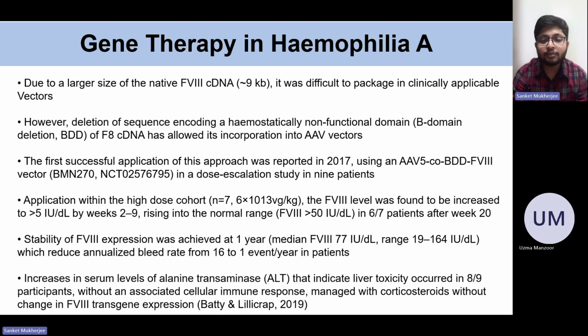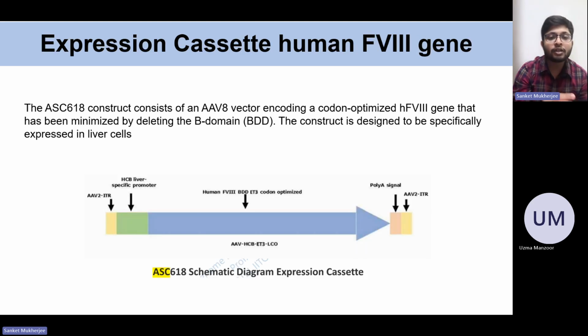An increase in the serum levels of alanine transaminase, which indicates liver toxicity, occurred in 8 out of 9 participants without an associated cellular immune response, managed with corticosteroids without change in F8 transgene expression. So let's see how this expression cassette looks.